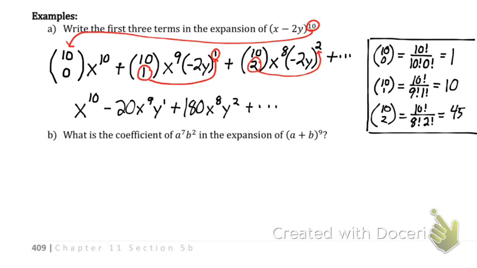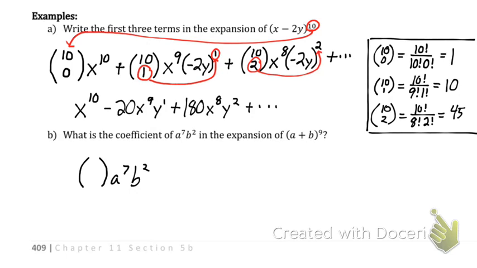Okay, our next one says, what is the coefficient of a to the 7th b squared in the expansion of a plus b to the 9th? So once again, I don't want to write out Pascal's triangle all the way and figure out where a to the 7th b to the 2 is. So we're just going to start off with the fact that I know that the leading coefficient of a to the 7th b squared is going to be some combination.